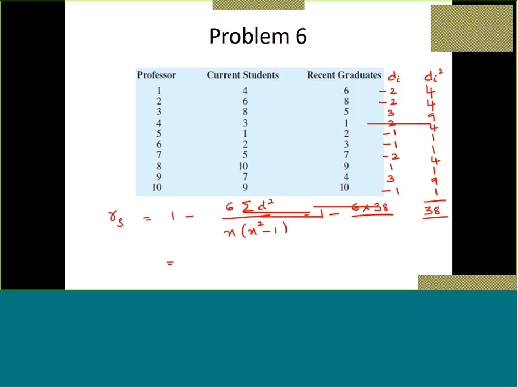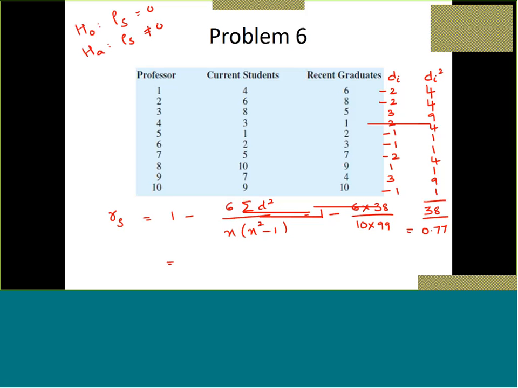So please calculate, it's 10 into 10 squared minus 1. So 10 into 90. So I have the answer, it's 0.77. Now you have to test it. So for the test, what is H0? H0 is that the population rank correlation coefficient is 0, and the alternative hypothesis is that it is not equal to 0.